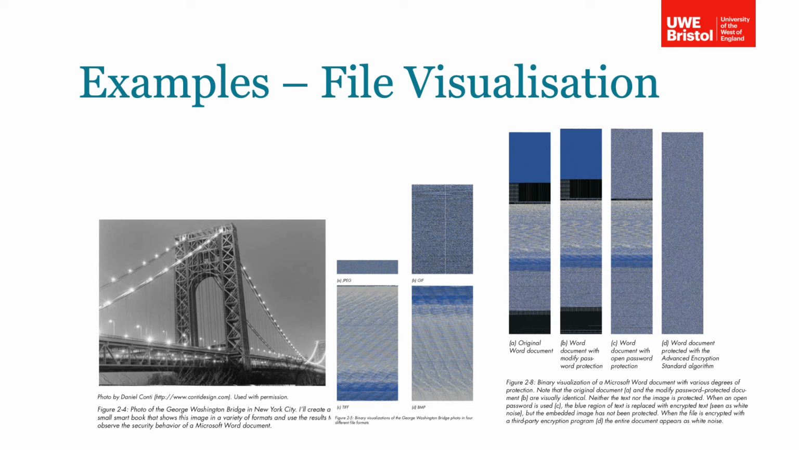Greg Conti shows an excellent example of this, where binary data is mapped to pixel values to produce an image of the data. We can examine what the same image may look like using different image compression schemes, for example, BMP, PNG, GIF, JPEG, as well as how a Microsoft Word document may appear when password protected or encrypted. In the image on the right, here we see that the password protected file does not encrypt the original data.